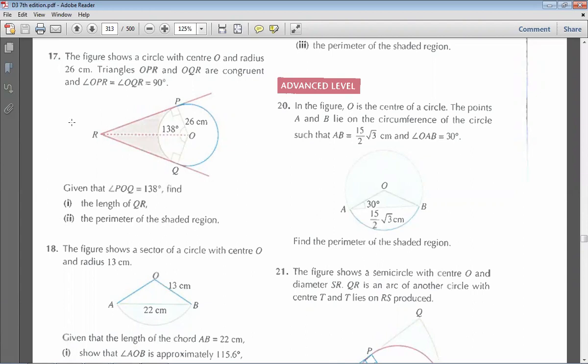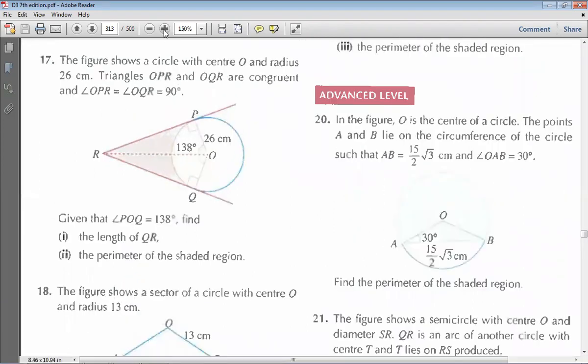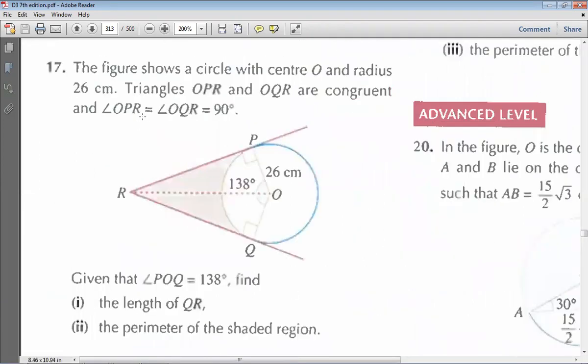So question number 17 is showing up on your screen, and I can show you the whole question. The figure shows a circle with the center O and radius 26 centimeters. You can see here, this radius is 26, this radius is also 26. Triangle OPR, this triangle, and you know this tangent and the radius, they make a 90-degree angle.